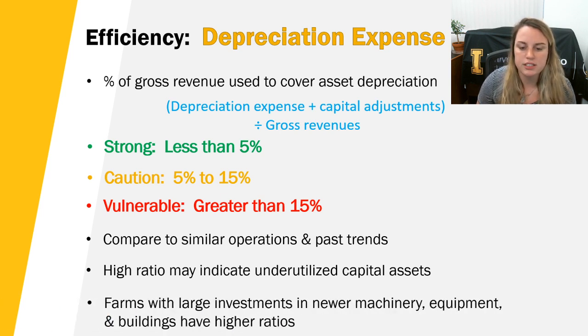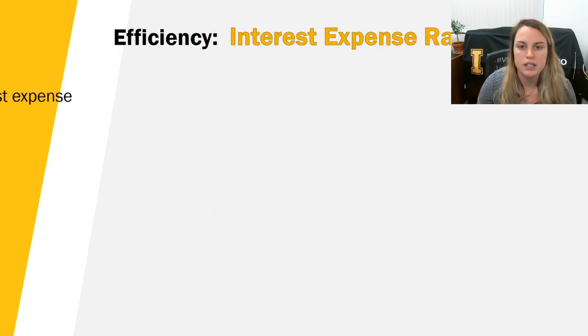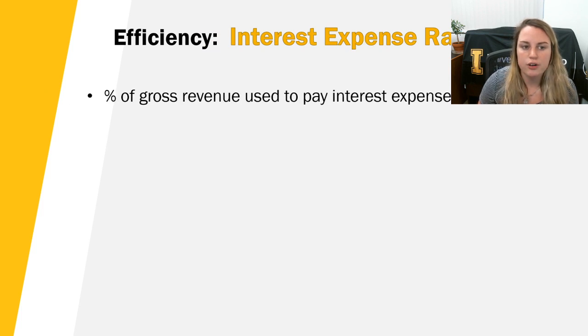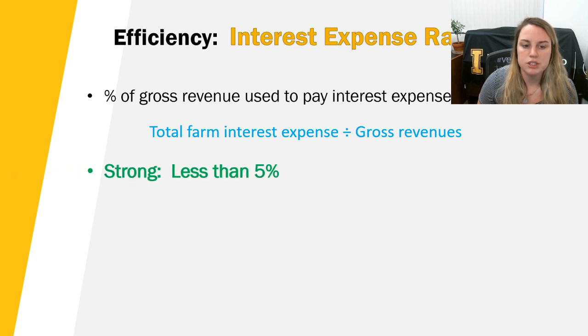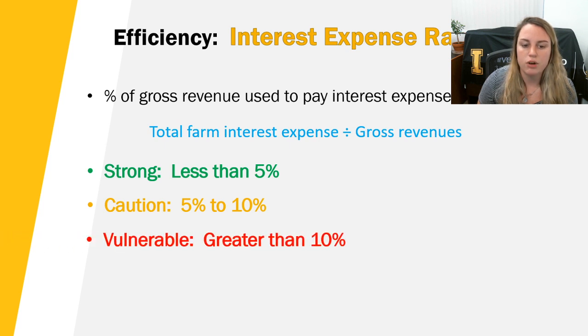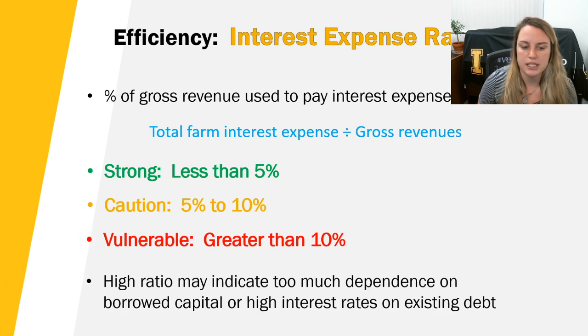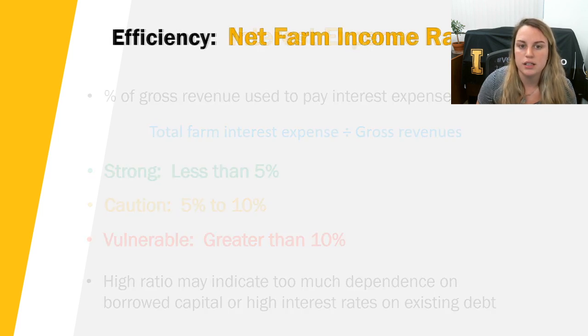Farms with large investments in newer machinery, equipment, and buildings have higher ratios. The interest expense ratio is the percent of gross revenue used to pay interest expense: total farm interest expense divided by gross revenues. Strong is less than 5%, caution is 5 to 10%, vulnerable is greater than 10%. A high ratio may indicate too much dependence on borrowed capital or high interest rates on existing debt.